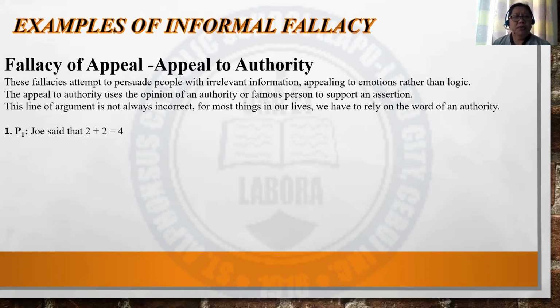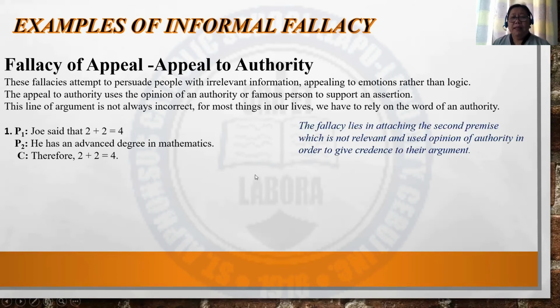For example, the first premise: Joe said that 2 plus 2 equals 4. Second premise, he has an advanced degree in mathematics. Therefore, 2 plus 2 equals 4. The fallacy lies in attaching the second premise, which is not relevant, and using the opinion of an authority in order to give credence to their argument.